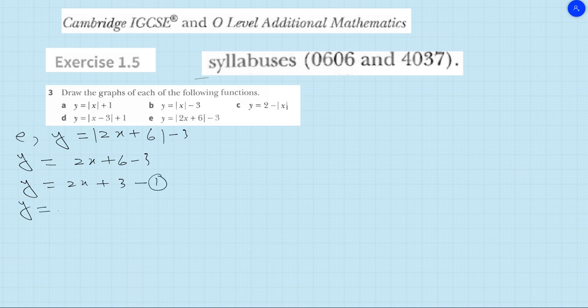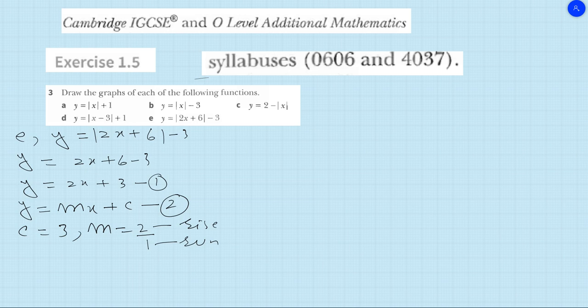If we compare this equation with the standard equation, you can see the y-intercept c is 3 and the slope or gradient is 2, or you can write 2 upon 1. It means your rise is 2 and your run is 1.